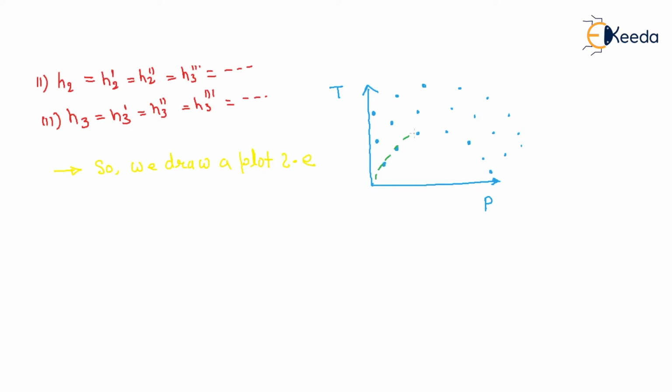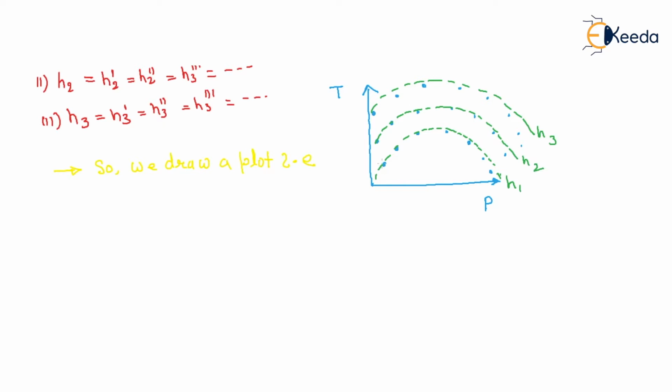Why? Because this is irreversible, so you join a dotted line. This corresponds to H1. Again you join this curve. This corresponds to H2. Again you join this curve. This corresponds to H3. So you have a constant enthalpy line.